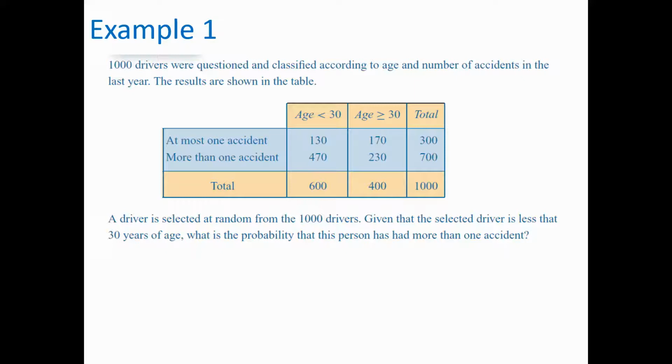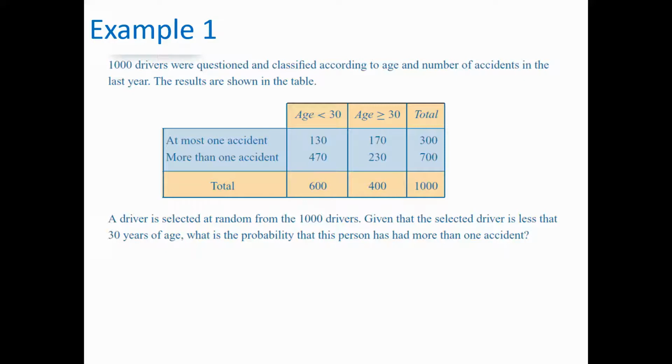You've got 1,000 drivers. 1,000 drivers were questioned and classified according to age and number of accidents. So you've got age and number of accidents. You're either less than 30 or 30 or more, and you've either been in one accident or more than one. For the people who are under 30 and having only one accident, it's 130.